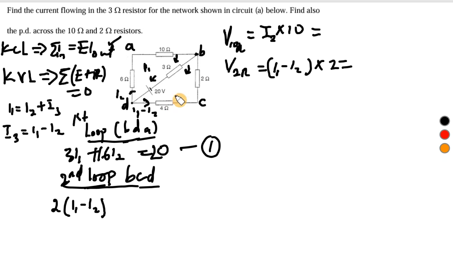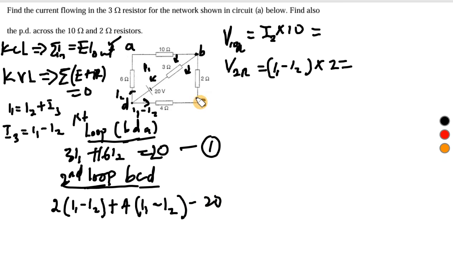Here again we have a voltage lift. We are moving opposite the flow of current. You have plus 4 brackets I1 minus I2. Coming again here, moving downhill, positive to negative, you have negative 20.